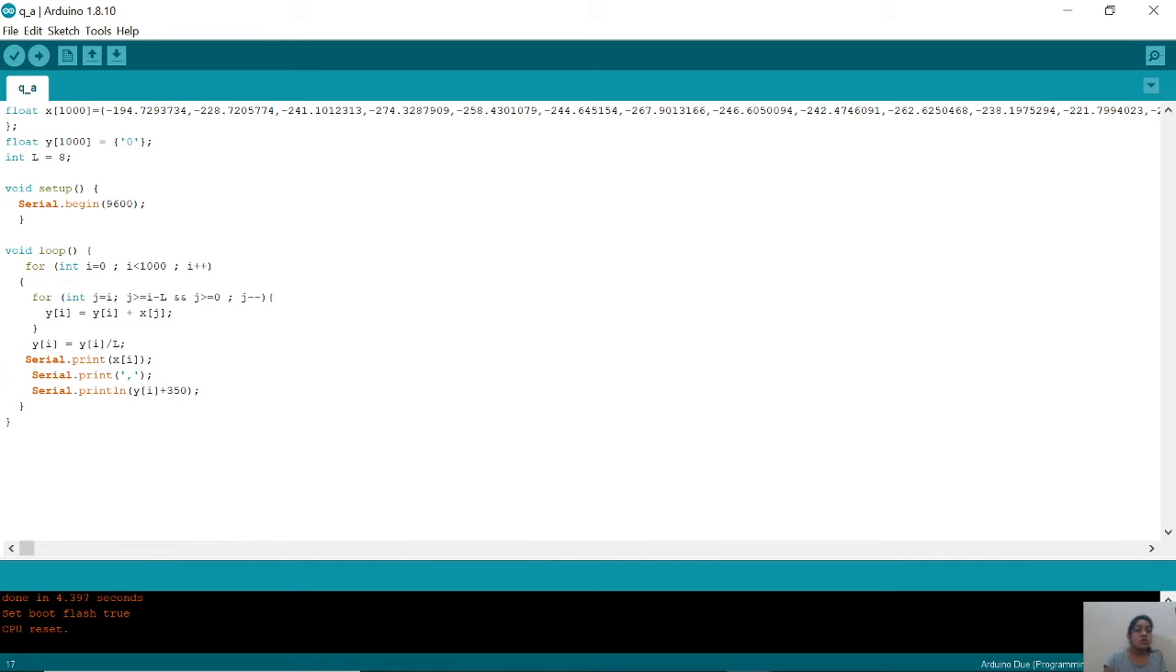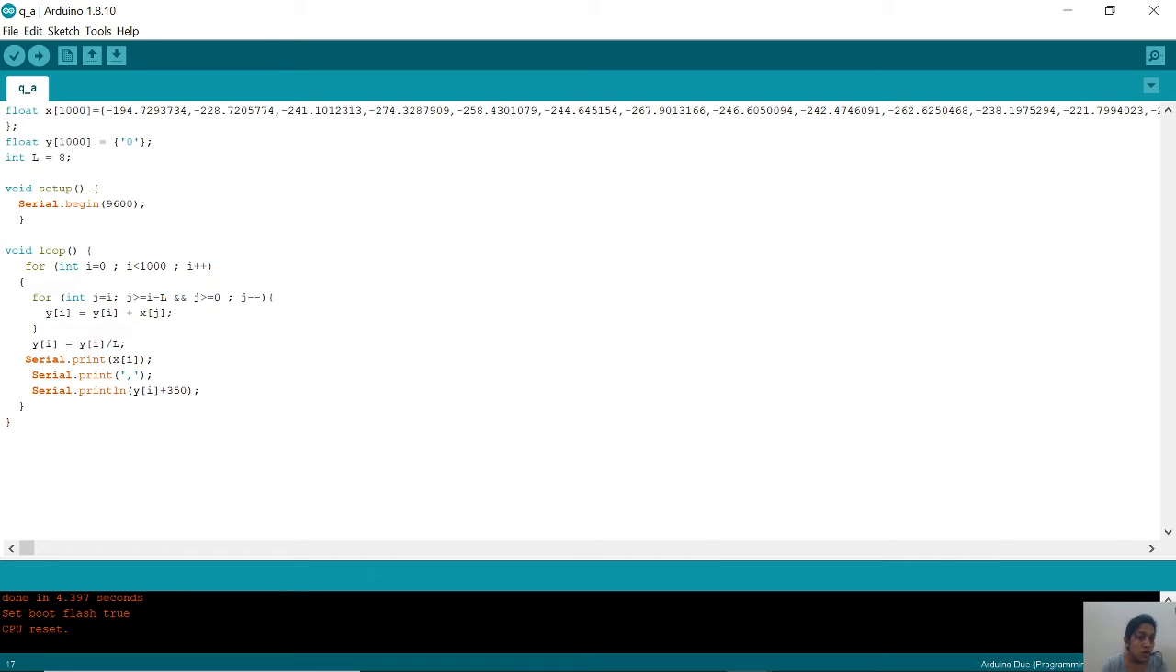So here, first we will be taking samples. We took 1000 samples in this question. Float is the type of variable. Since we are taking decimal numbers, we will be taking float, and x of 1000 indicates the number of samples we are taking in an array, and here we are taking y as an output function. We are initializing the elements of the output to 0, and here we are giving the window L equal to 8. Moving on, void setup, Serial.begin 9600. This 9600 is the baud rate for the function.